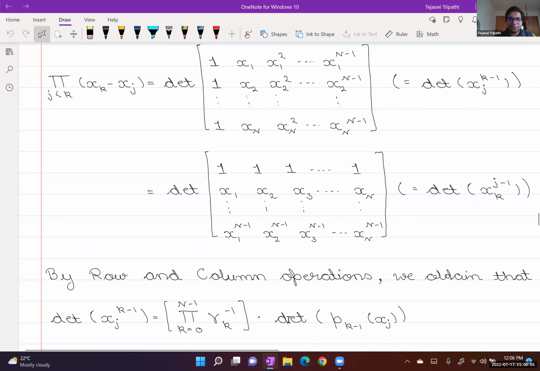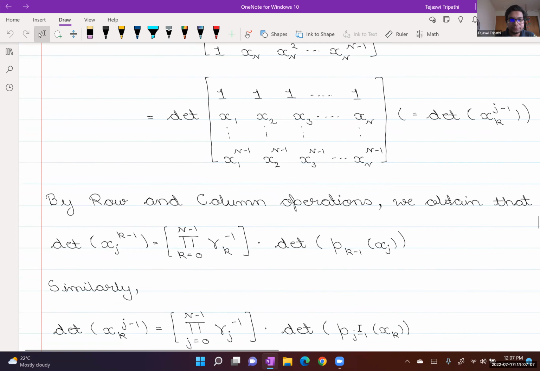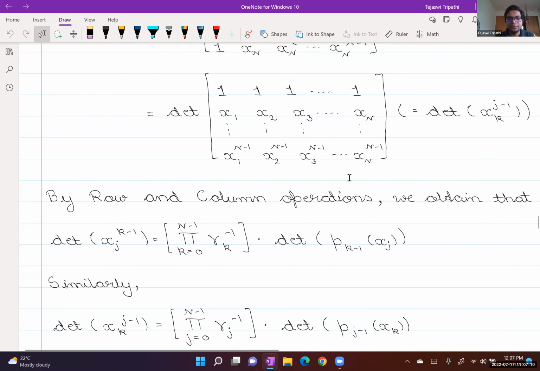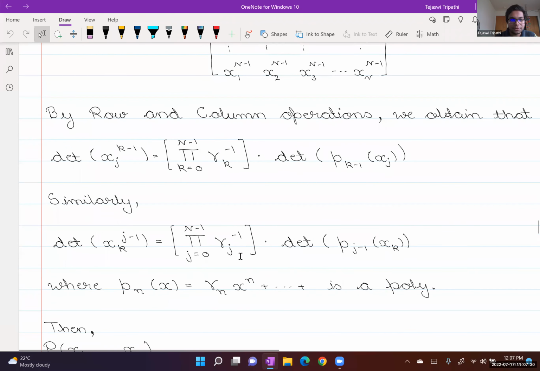I didn't want to write this whole thing again. You can show that this determinant is nothing but this, where p_{k-1} are polynomials of degree k minus 1. Similarly here, you can add the rows, where p_n(x) is a polynomial whose leading coefficient is gamma_n, and that's why I have divided by this product. So this is a huge liberty of introducing any polynomial, and you know what polynomial I'm going to introduce. It's going to be orthogonal polynomials.